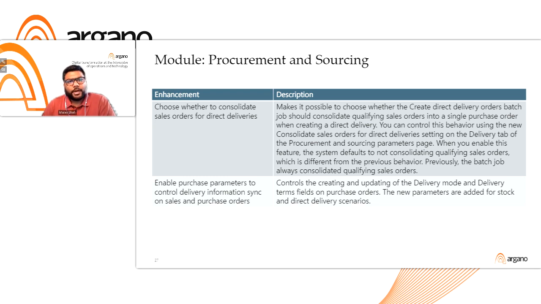Enable purchase order parameters to control delivery information sync on sales and purchase orders. This feature controls the creating and updating of the delivery mode and delivery terms fields on purchase orders. The new parameters are added for stock and direct delivery scenarios.